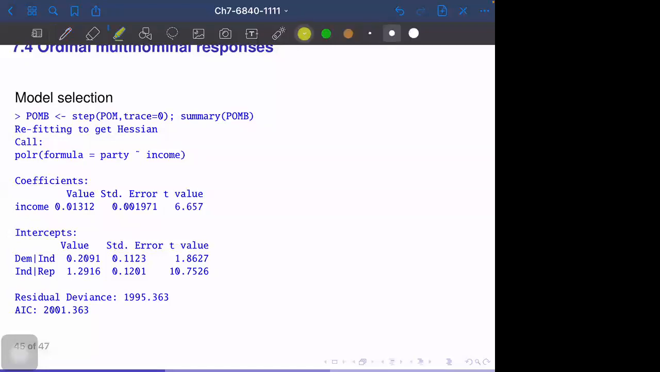And we can also do model selection. We can use the step function. Then actually only income remains, and this is very significant. So now you can get the function. We have a simpler function: the logit of the probability of Y less than or equal to 1, so that is Y is Democrat, is 0.209 minus 0.01312 times the income. Income is in $1,000.